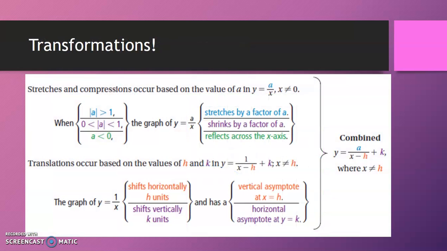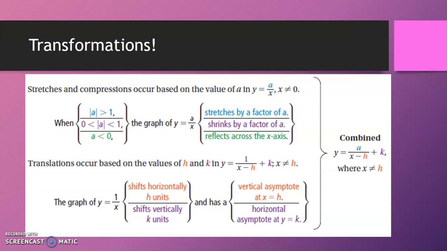Now for parent functions, when we're changing them, or we're changing how they look on the coordinate plane, this is when we get into these things called transformations. Now, there's different types of transformations. You can either stretch or compress it, which would be making the graph become very tall and skinny, or becoming very, very short and wide. Or you can also translate it, which means that you move the graph around. So that could be going up, down, left, or right.